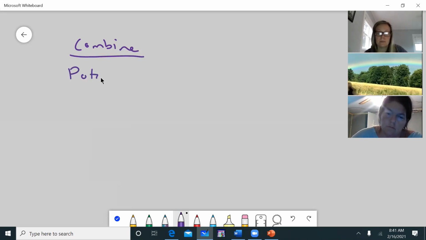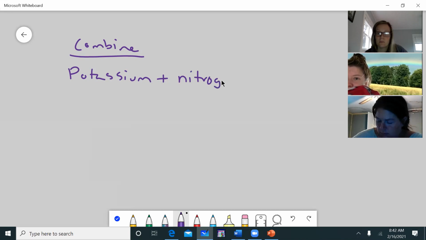potassium and nitrogen. So I'm not giving the correct name for this yet. The correct name would be potassium nitride, but let's do formulas first.